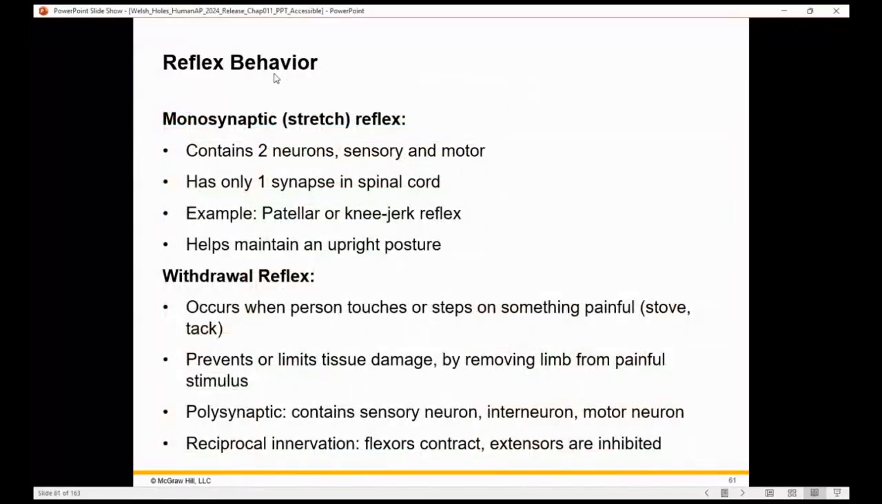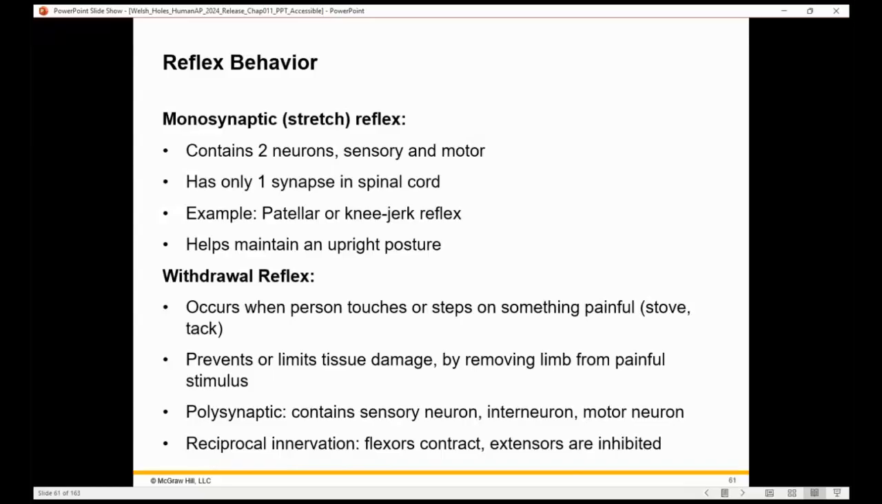All right, when we talk about reflex behavior, we can talk about a monosynaptic stretch reflex or withdrawal reflex. In the monosynaptic stretch reflex, we have 2 neurons, a sensory and a motor, and it has only 1 synapse in the spinal cord. Examples are the typical types of reflexes you think of, like the patellar or knee jerk reflex. And there's a real purpose in this. It helps maintain an upright posture.